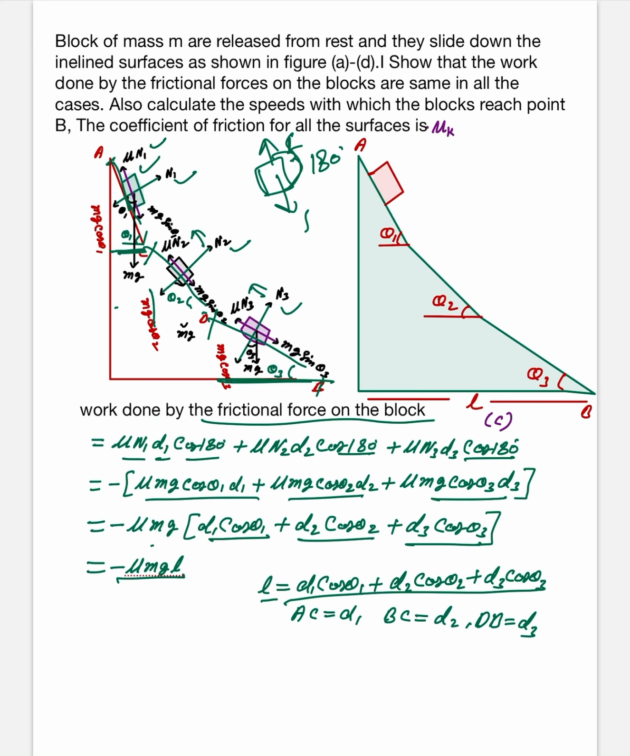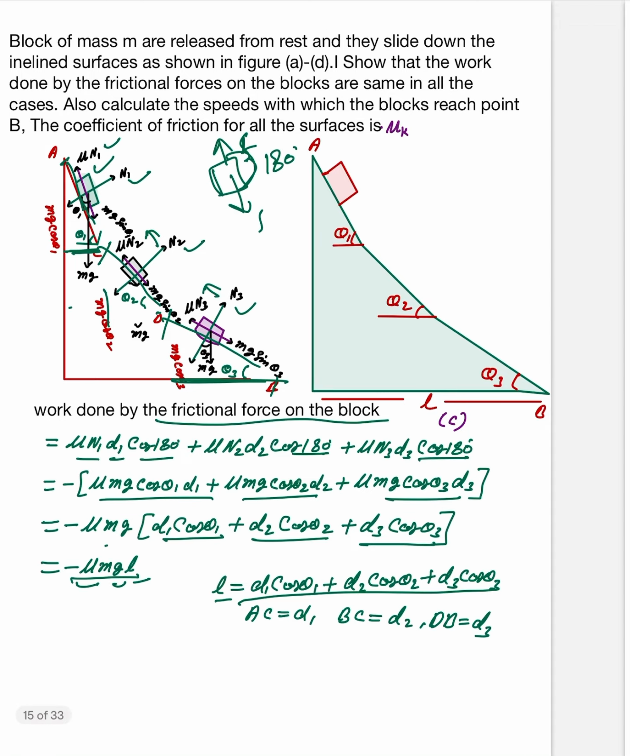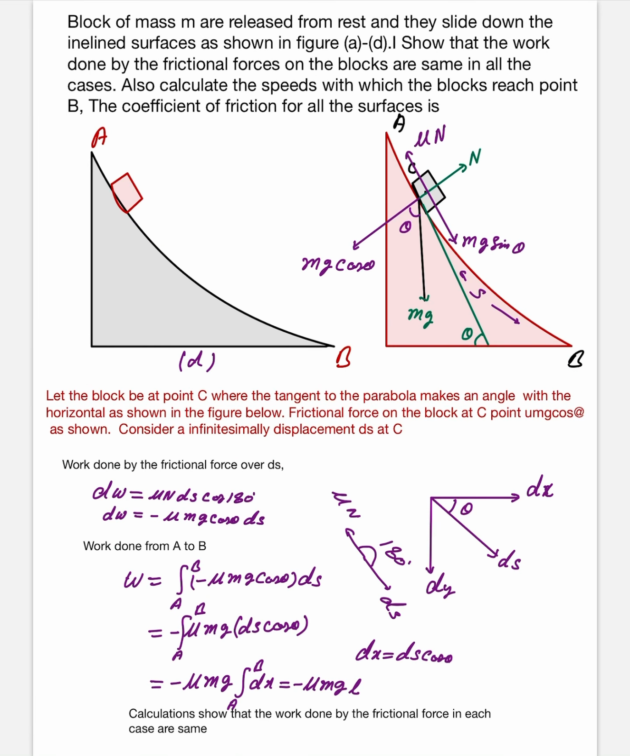In these three cases, the work done by frictional force is minus mu mg L. Now we discuss the last case, case 4. This is the curved surface. You can consider a very small strip. If this angle is theta, so here mg cos theta, here N, frictional force mu into N. Okay, so work done by this frictional force, and the block is going downward. This is ds.